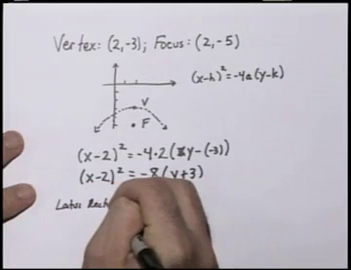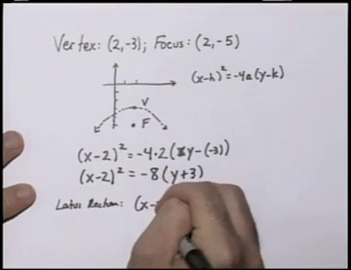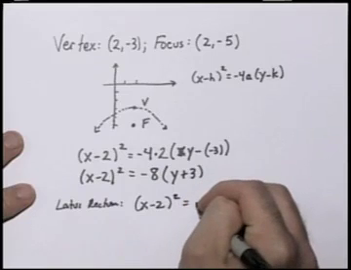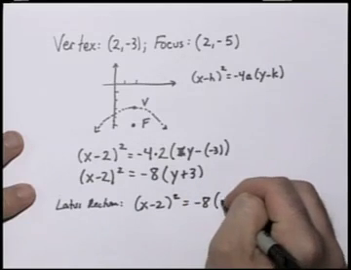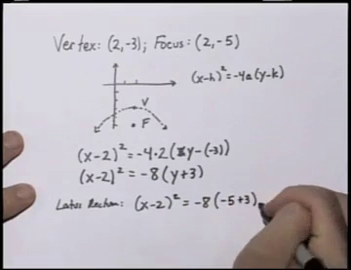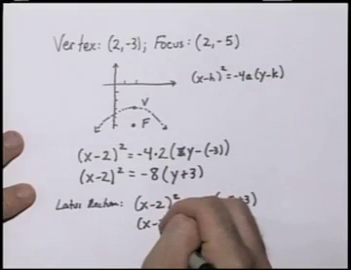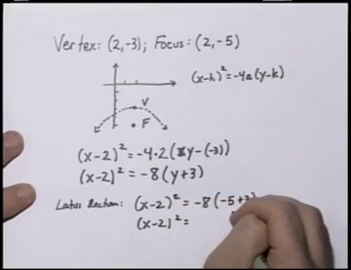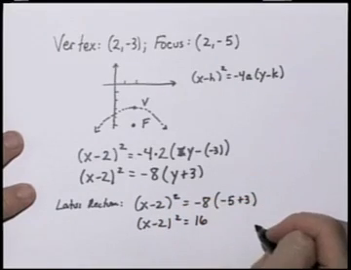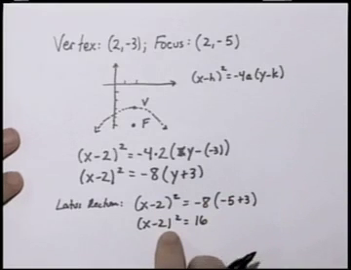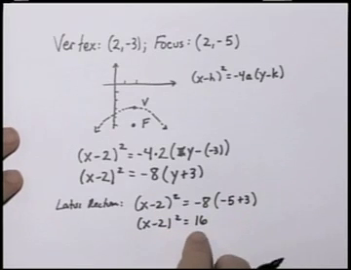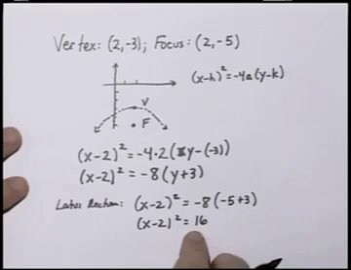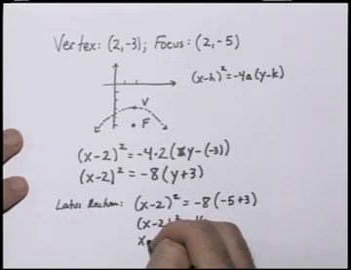That gives us (x - 2)² = -8(-5 + 3). So (x - 2)² = 16. So we have an equation in which we can use the square root property to solve. I square root both sides.